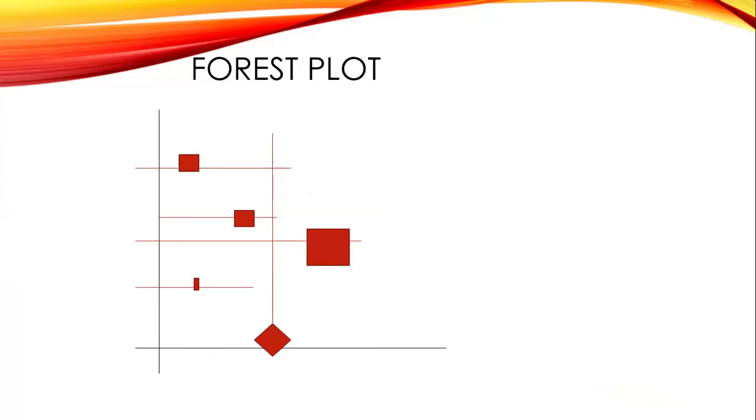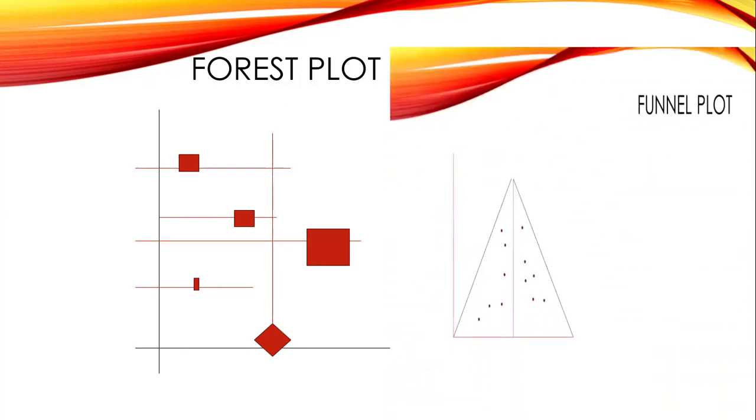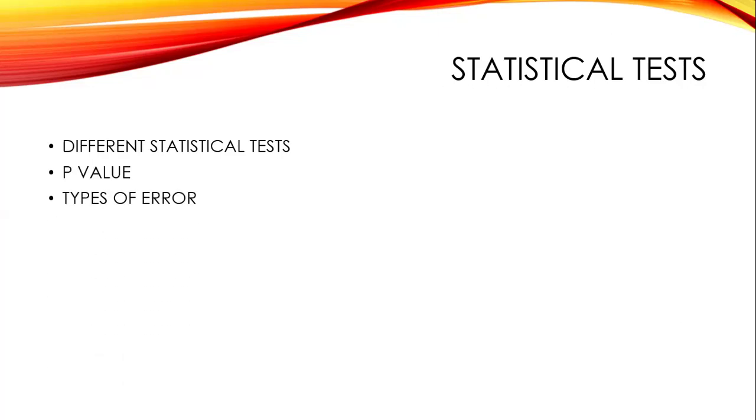So the two plots in the research topics includes the forest plot as well as the funnel plot. You need to know about the statistical tests and their values. For instance, different parametric as well as non-parametric tests, the p-value and its significance, the types of error which includes alpha and beta error, and the confidence interval and its significance.